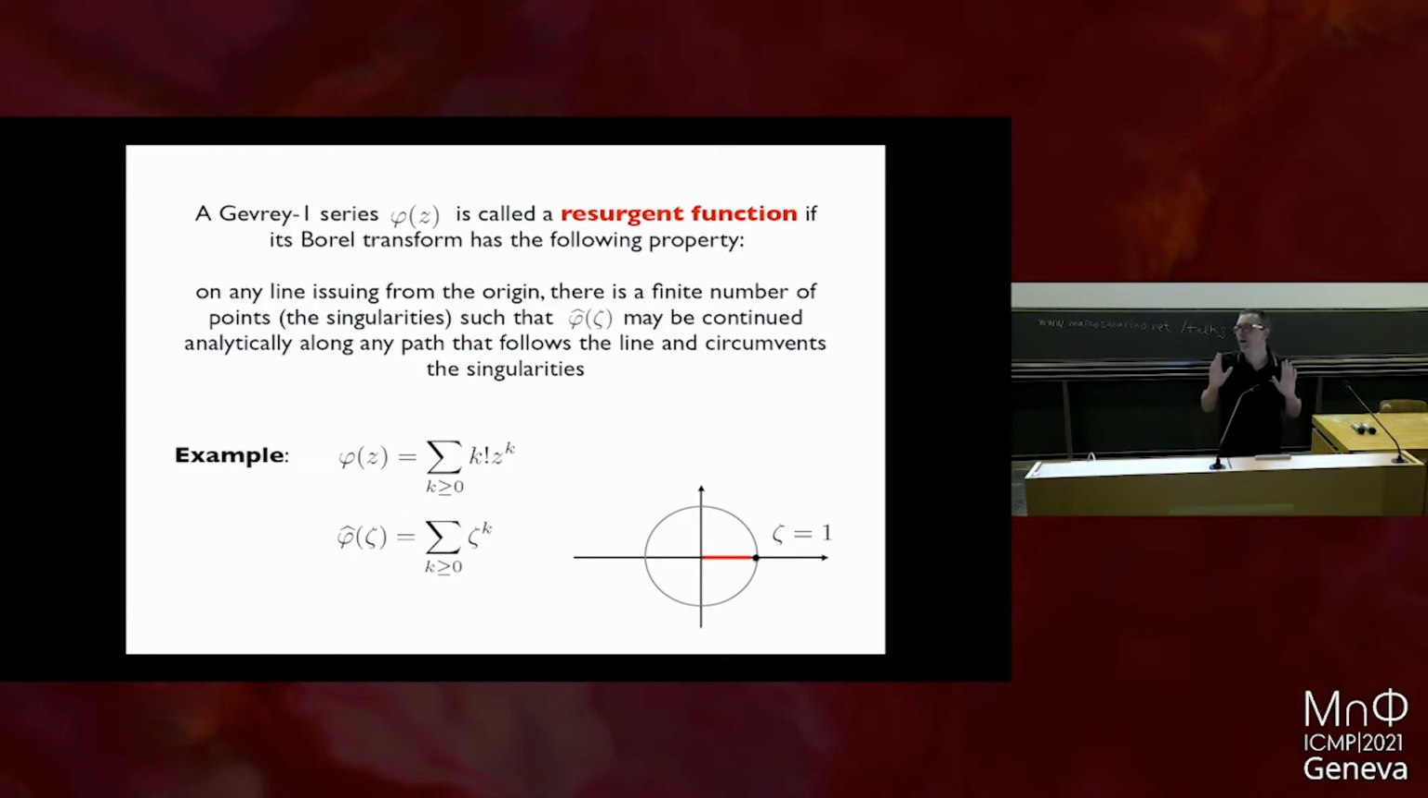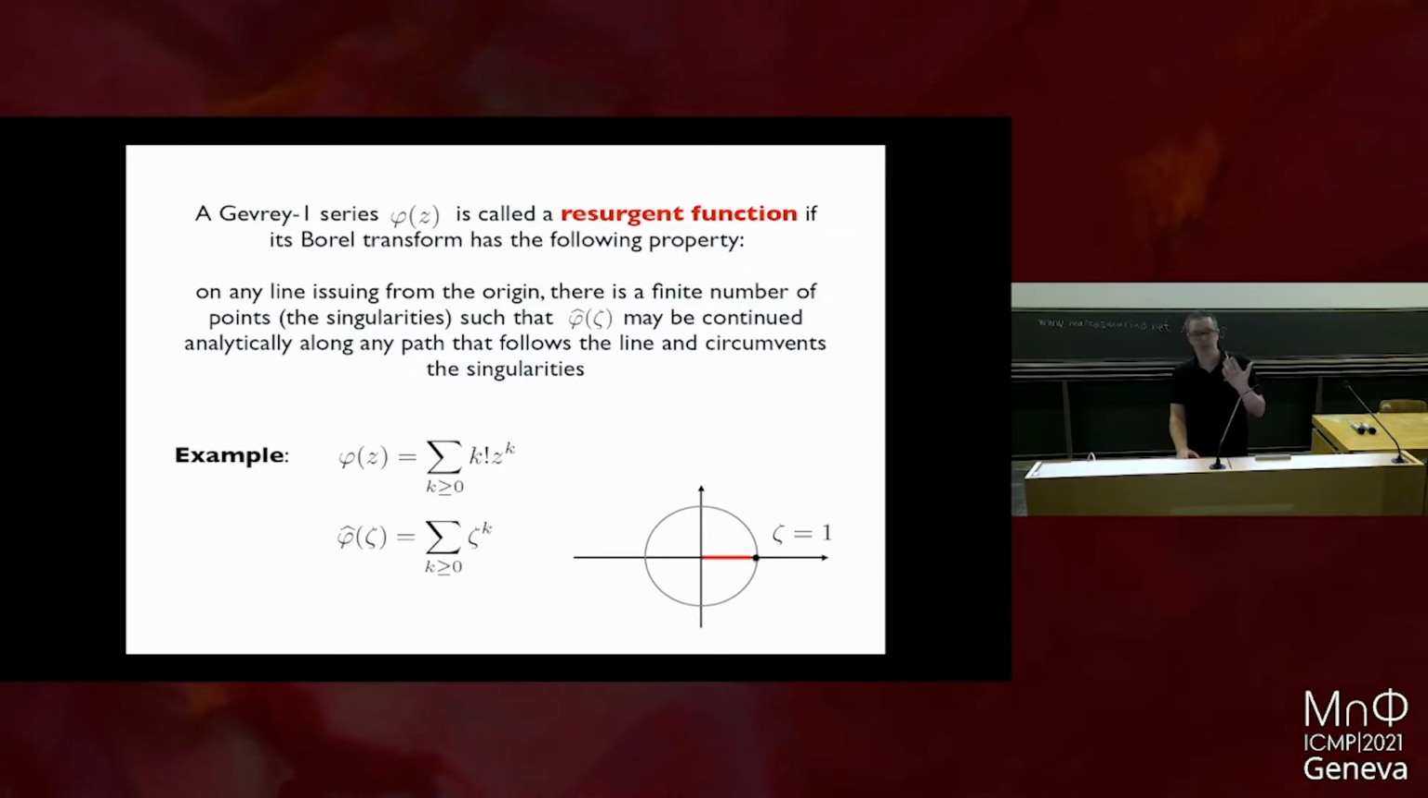So let me give you a very simple example of this situation. What is the simplest formal power series which is factorially divergent? Well, it's just a series in which the coefficients are k factorial. So this is clearly a Gevrey-1 series; by construction, it is the simplest Gevrey-1 series. And what happens when you do the Borel transform? Well, you just remove this k factorial, and you get just the geometric series, zeta to the k.